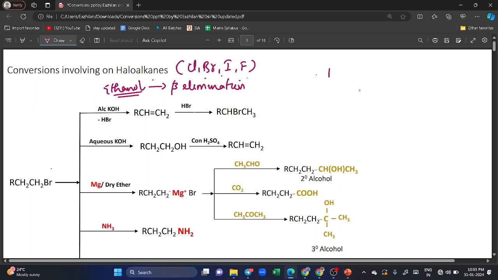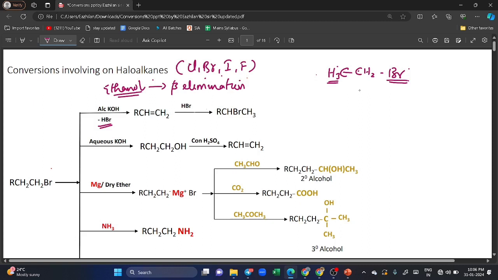I will just give you a small hint. Suppose you have CH3CH2Br. Now bromine from here and one hydrogen from this carbon get eliminated, leaving as HBr, and thereby it gives you an alkene. So if you want to convert a haloalkane to an alkene, you can use alcoholic KOH as the eliminating agent. So it prefers beta elimination.